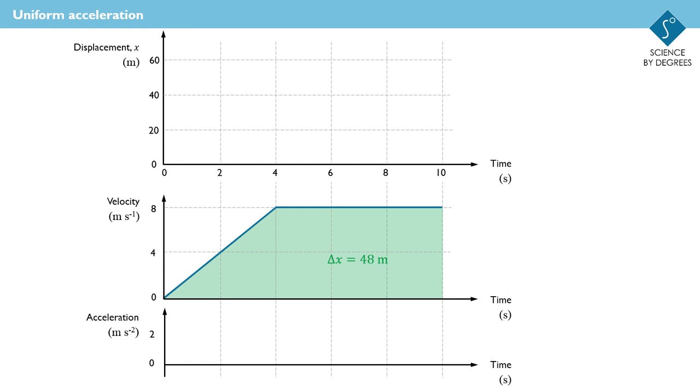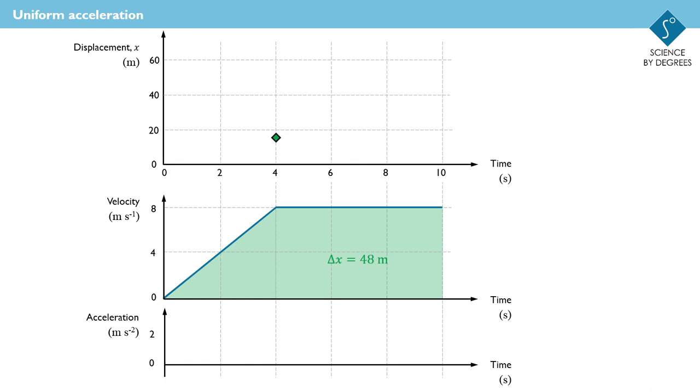Another interesting way of looking at that is that those 16 meters are exactly what would have been covered if the object had been travelling at the average speed all the way through. So a 4 by 8 triangle is identical in terms of area to a 4 by 4 rectangle. Now we know the distance travelled, or the change in displacement, in that first section of the graph is 16 meters. We can put that 16 meters on the displacement time graph.